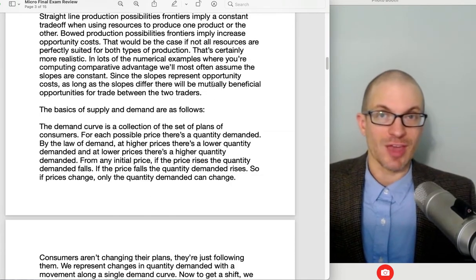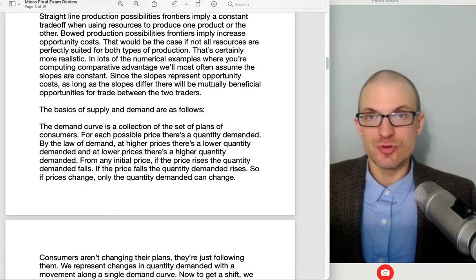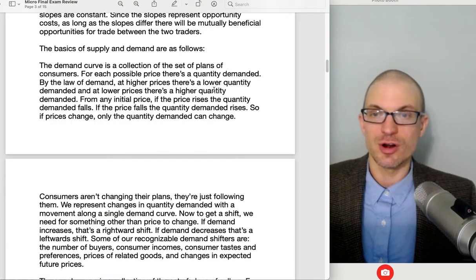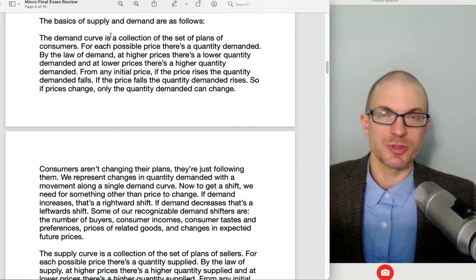Now, that doesn't always have to happen. If you have the same opportunity cost, then there's no one holding a comparative advantage. Remember, comparative advantage is when you have the lower opportunity cost in comparison to some other trader for producing one of the goods. All right, so then we'll talk about the supply and demand model.